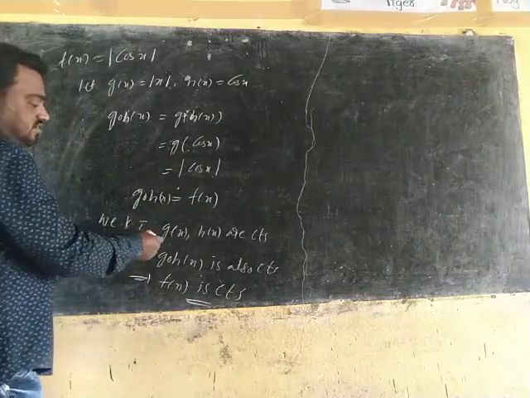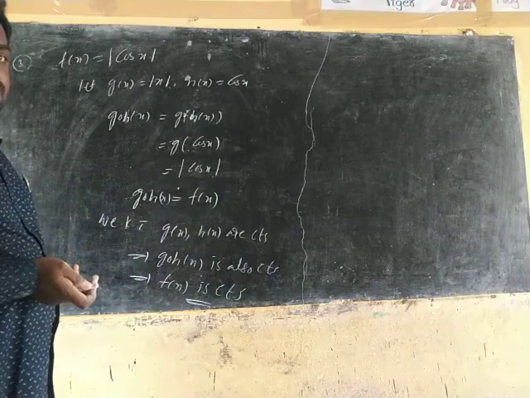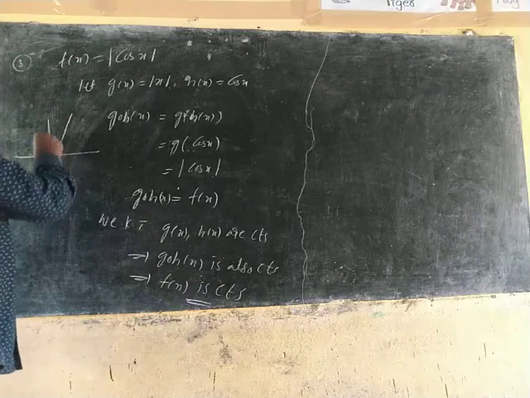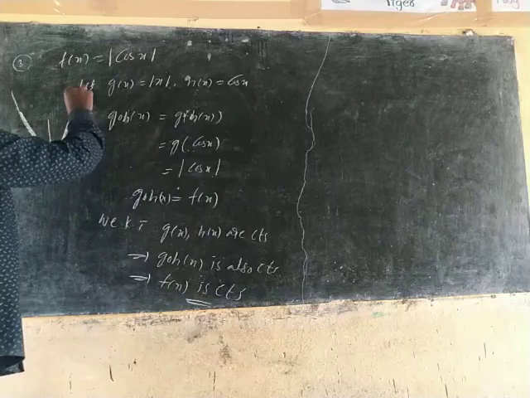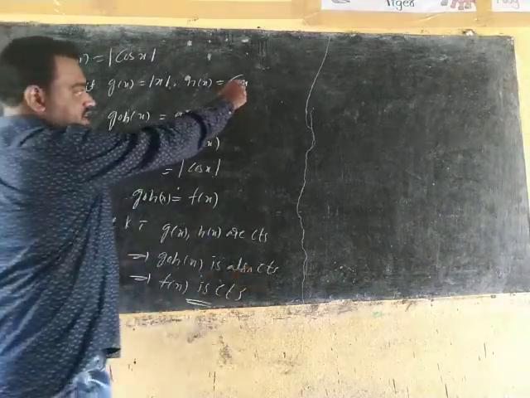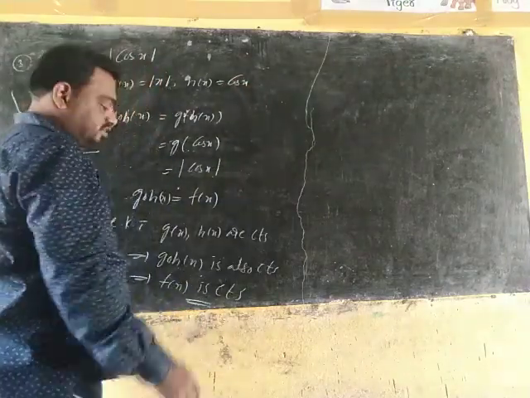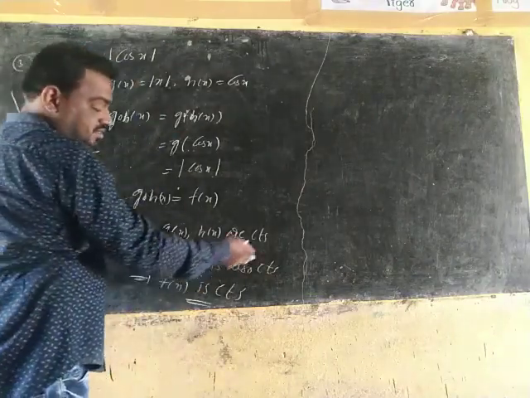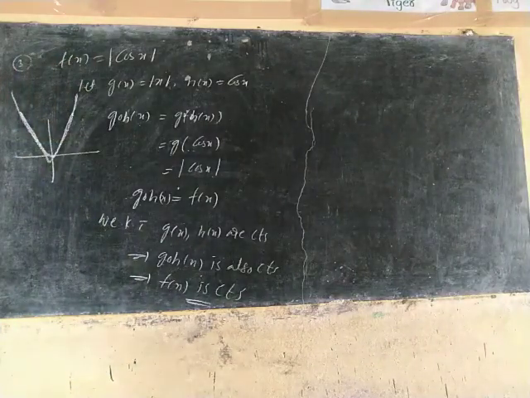We know that g of x, what is the g of x? Mod x. Mod x is a continuous function. So like this we have to take the graph. Mod function is continuous. Without dropping the pen, we are drawing this one. So it is continuous. Already we know cos x is continuous. So the composite function is also continuous. The composite function is nothing but the given function f of x. f of x is also continuous. Like this we are proving. Understood?